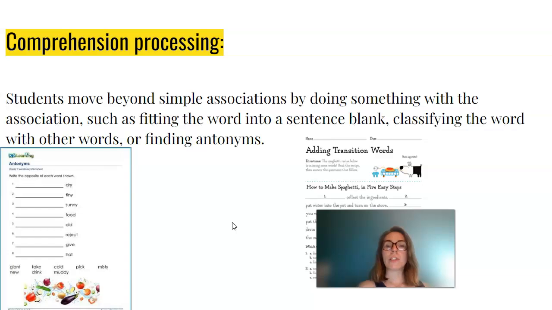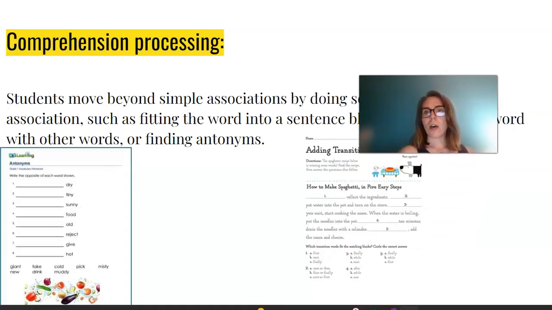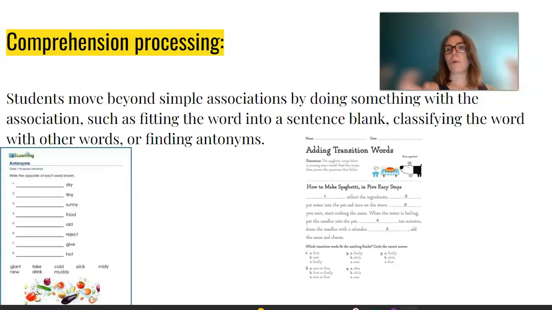So the next level would be comprehension processing. So instead of just, you've already done the levels where you have A is for apple, or this word screwdriver, this is going to be using antonyms. Okay, so you're going to be taking and classifying words together. So if you look over here with the younger students, you're able to fit in these words. So they would use a fill in the blank. So for one, you would choose from that category and then fill it in there so that you're able to associate that word with the sentences.